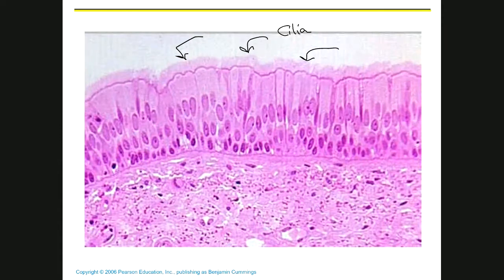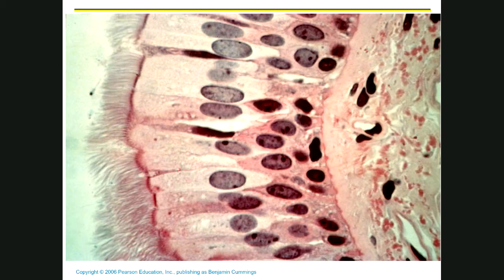So, pseudo-stratified columnar. There's another view of it. This one you can see the cilia really well. They look like hairs, but don't call them hairs. They're not hairs. You can say they're hair-like, but they're not hairs.